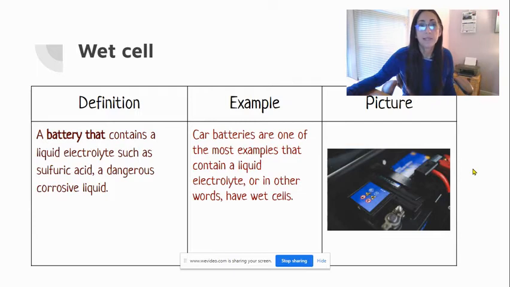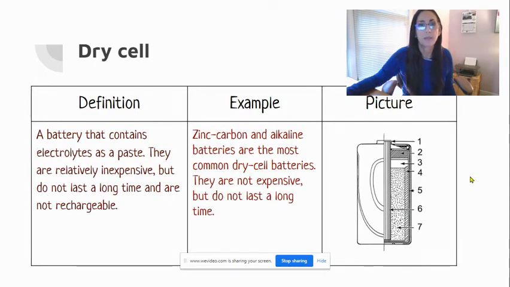A wet cell is a type of battery that contains a liquid electrolyte, such as sulfuric acid, a dangerous corrosive liquid, and car batteries are a good example. A dry cell is a battery that contains electrolytes as a paste, and they are relatively inexpensive but do not last as long and are not rechargeable. Most typical batteries that you use, like in a TV remote, are dry cell batteries.